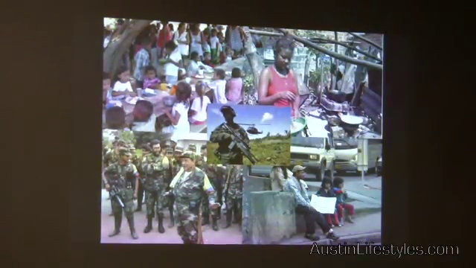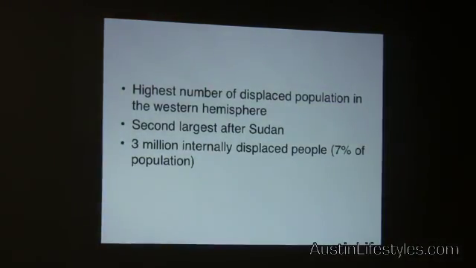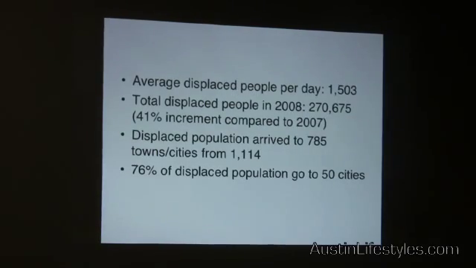And so a little bit of facts right now. Colombia has the highest number of displaced population in the Western Hemisphere. It's the second largest in the world after Sudan. 3 million people in Colombia are displaced. That's 7% of the whole population of the country. Average displaced people per day is approximately 1,500 people. In 2008, there were 270,000 displaced people, which was a 41% increment in the last year. And displaced people arrived to 785 towns or cities.